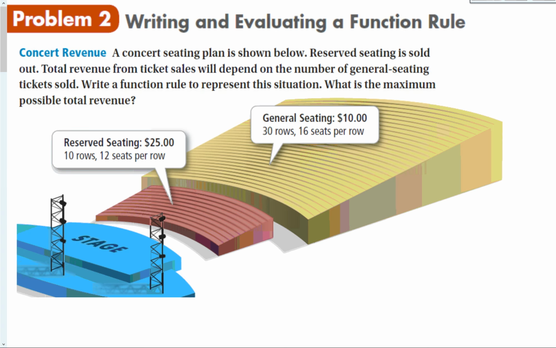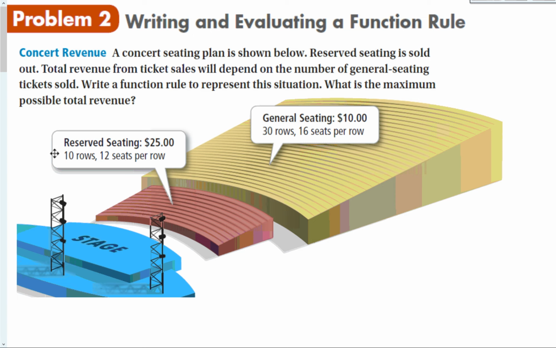Okay, let's look at another situation here. So here, going to a concert. Okay, so a concert seating plan is shown below. Reserve seating is sold out. Total revenue from ticket sales will depend on the number of general seating tickets sold. Write a function rule that represents this situation. And what is the maximum possible total revenue?